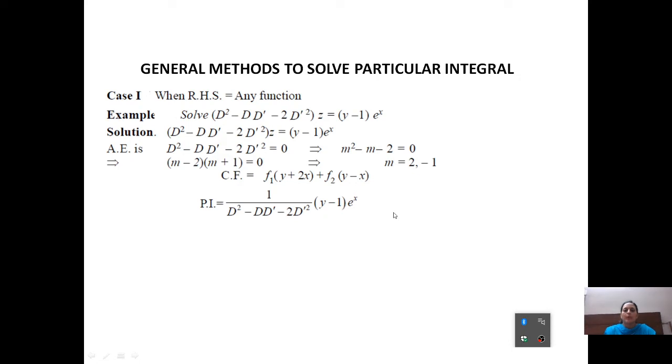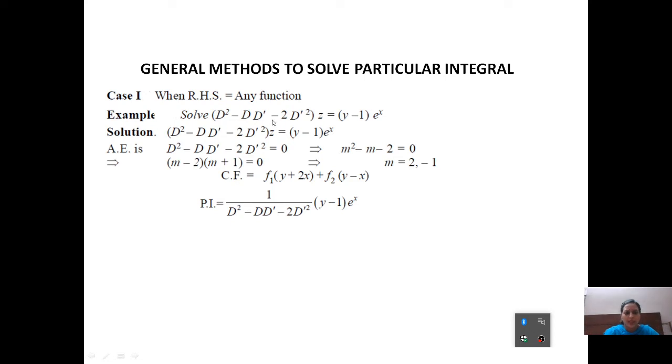Now we move on to the rules to solve particular integral for such equations. In this continuation, we have followed two general methods that will cover every kind of function that is placed on the right hand side. So two general methods are discussed in this lecture video. First case I am going to discuss: the first general method can be used when the right hand side function is of any form.